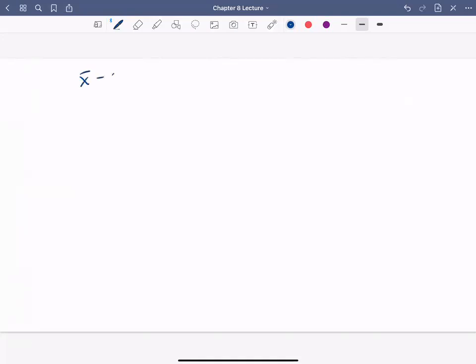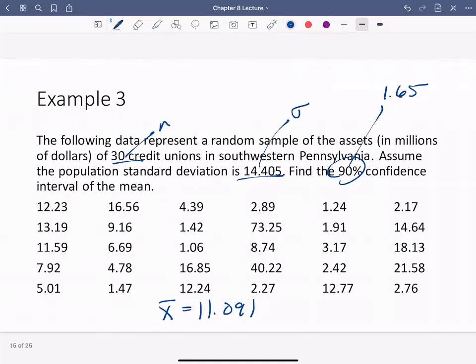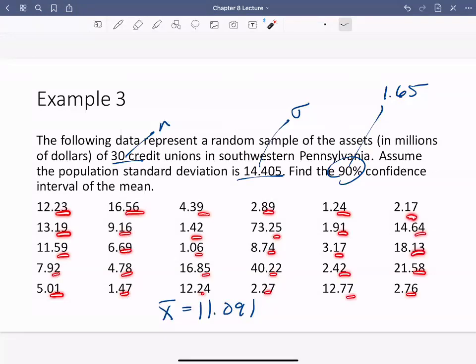X bar minus z sub alpha over 2, sigma divided by square root of n, less than mu, less than x bar, plus z sub alpha over 2, sigma over square root of n. Our x bar is 11.091. Oh, and I want you to notice too, remember, this is what I was saying, one more decimal place than you originally had. Notice how they have 2 decimal places. Not one has anything more. I can go through every single one and see that they all have 2. Now, someone could have had 1, no big deal. But the most I have is 2, so that means I need to go 1 more. And that's why I went to 3 decimal places, to the thousandths.